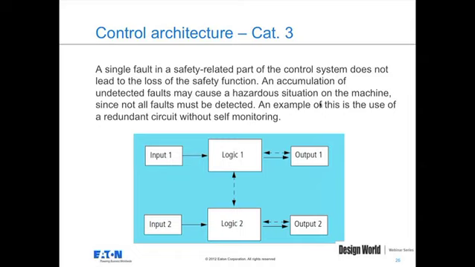And the definition here is that a single fault in the control system does not lead to the loss of the safety function. However, an accumulation of undetected faults could. If you have a fault in input 1, input 2 will still take the circuit offline, but then you could also have a fault in input 2, and then you would have a hazardous situation.